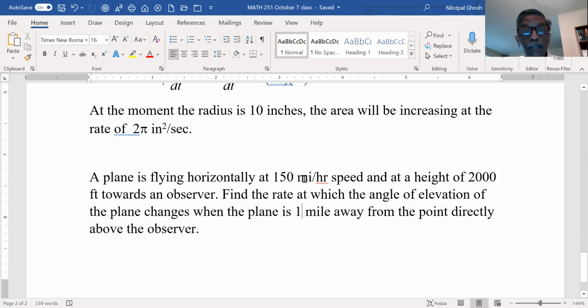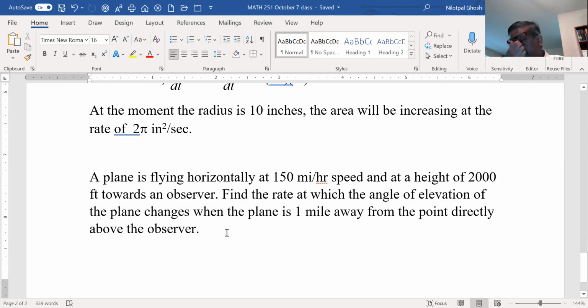Some of them are given in miles, some of them are given in feet. Let's just make it 2200. Okay, is that good? No, it's not good. There's no need to do that. 2000 is good enough. So there is miles per hour, there is 2000 feet. We want to know at what rate the angle of elevation is changing per second. How many feet is a mile? Yeah, that's what you need to know.